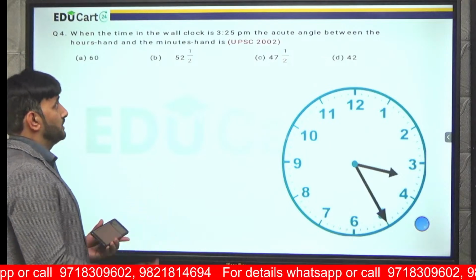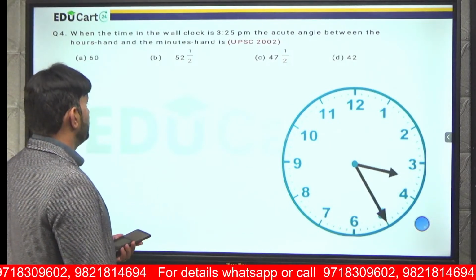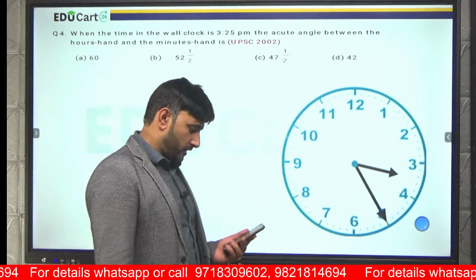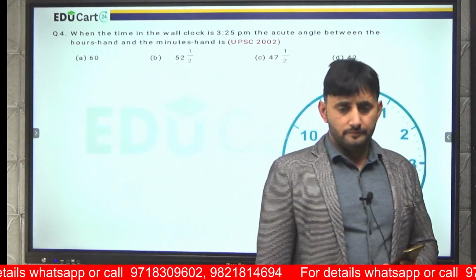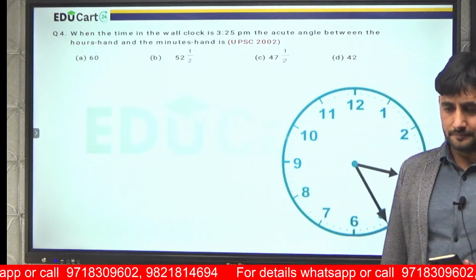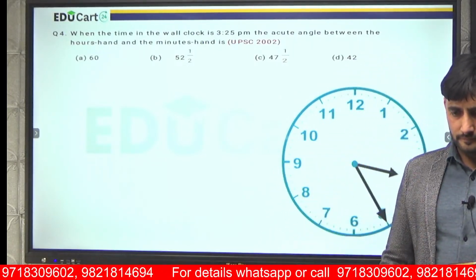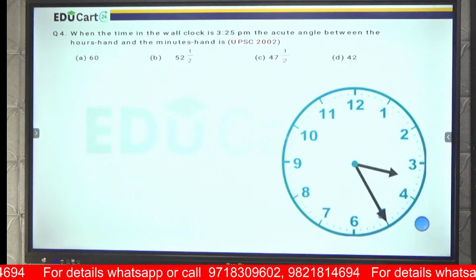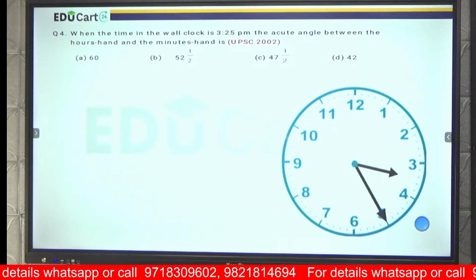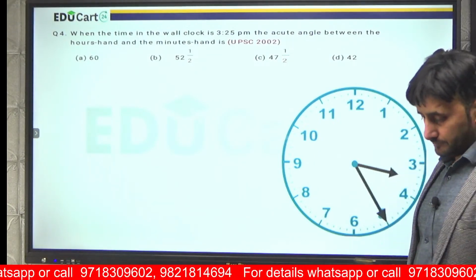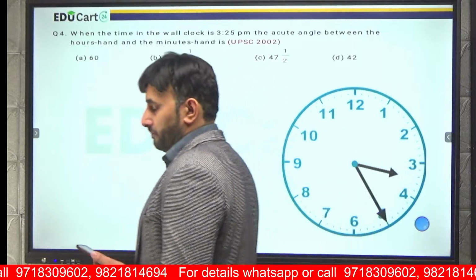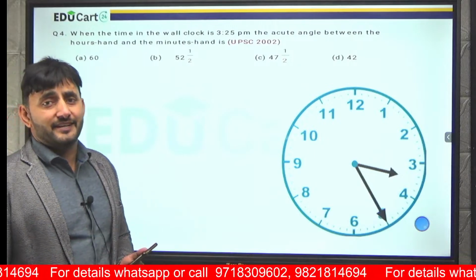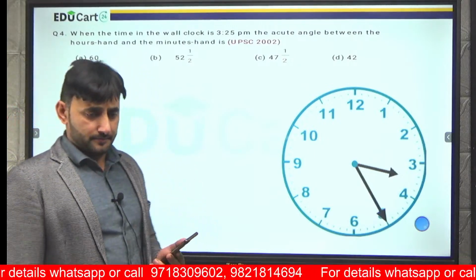The font is a bit lower, so it is a small size font. At 3:25, you have to find the angle between the minute and the hour hand of the clock. At 3:25, the minute hand will be ahead. So you use the formula 11 by 2m minus 30h. Minute hand will be ahead.